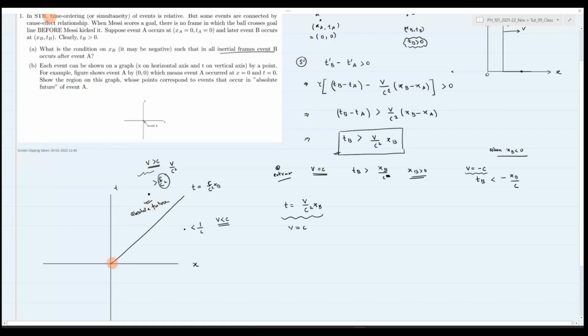Similarly, for x less than 0, for negative x, the line will be with negative slope and this region will correspond to the absolute future. That is what we were asked actually: the region on the graph whose points correspond to the events that occur in absolute future. So this will be the region. And event V was occurring here, it was already given.